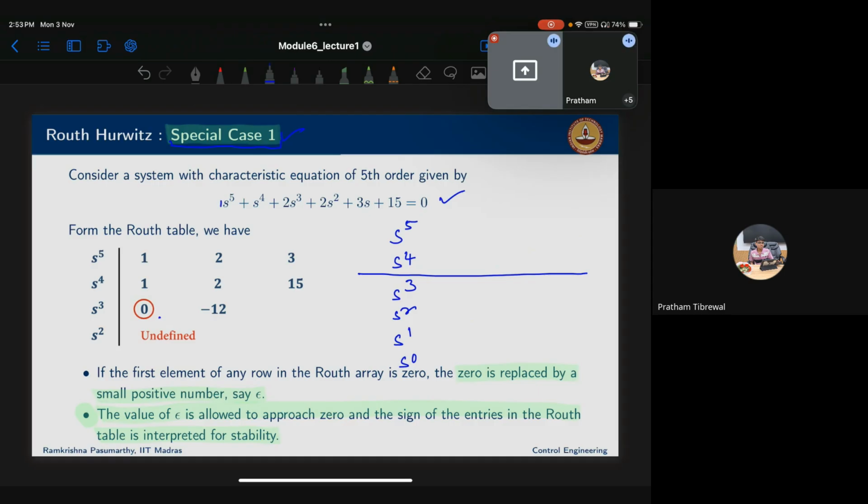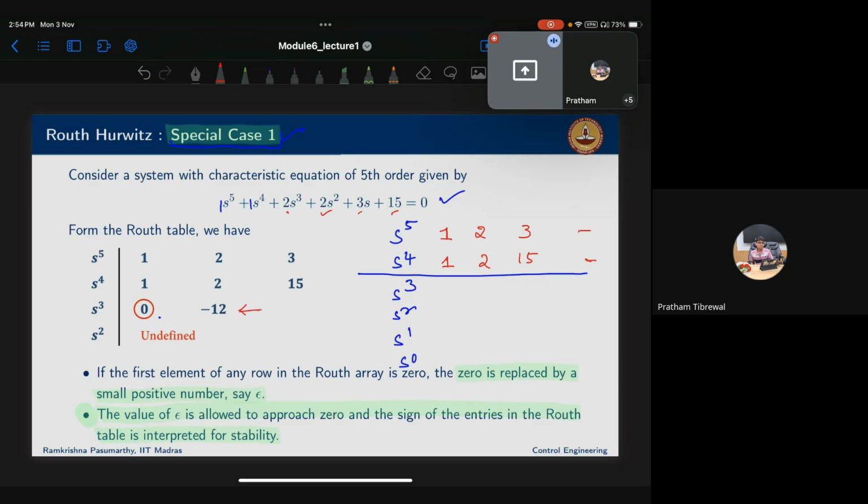What is the coefficient here? 1. Here 1. Correct. So we fill them like this. 1, 1. Clear. Then 2 goes here, alternately. Then this 2 here. Then this 3 here. Then 15 here. Is this clear now? Then we'll fill the next two rows, 0 and minus 12, by doing cross multiplication.